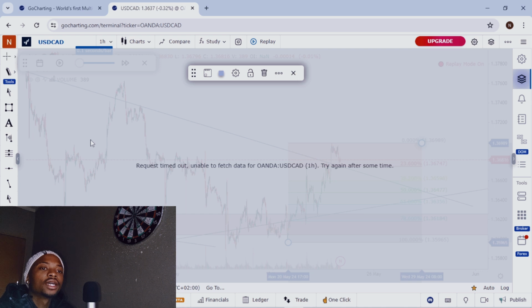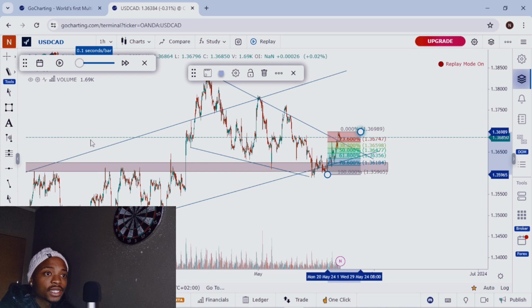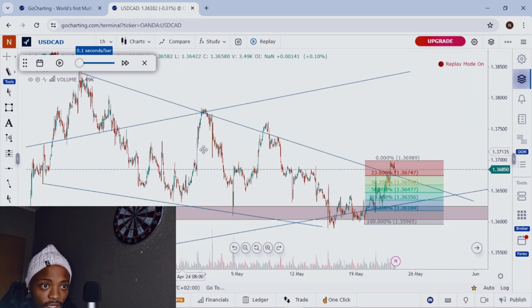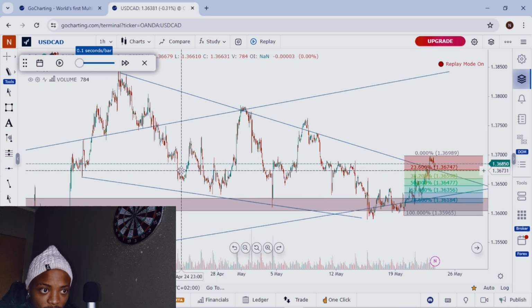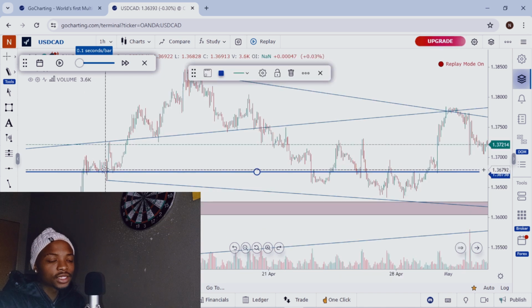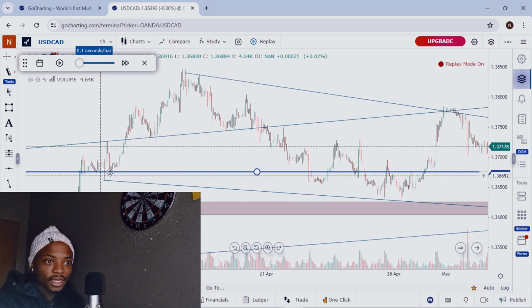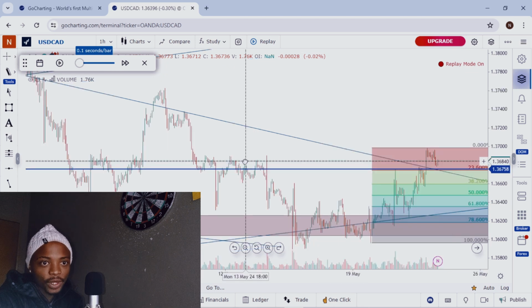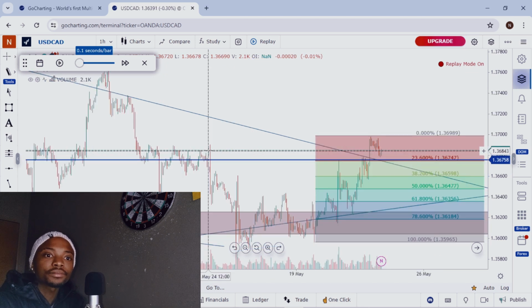So we basically want to look for the area where a lot of buyers previously entered the market, right? If we look at this 23% area, this is the 23% area, right? We can see that previously whenever price would come to this area, we'd see the influence of a lot of buyers entering the market and pushing price to the upside, right? You can see it happened here, it happened multiple times here, it happened here, it happened here. So we already know that's our area of interest. That's where price is most likely to bounce off and buy.